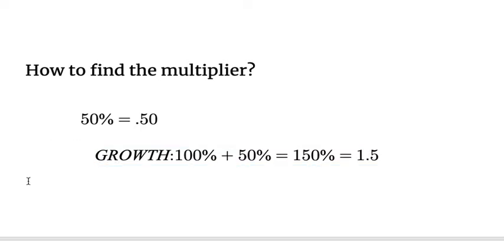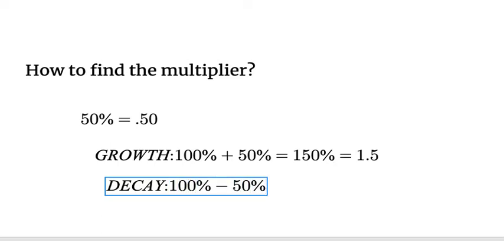If I have a decay, let's say that it's decreasing by 50%. Well, that means I'm going to go back and take my 100% and I'm going to minus that 50%, which will get me 50%, which is going to end up being 0.50 as a decimal.